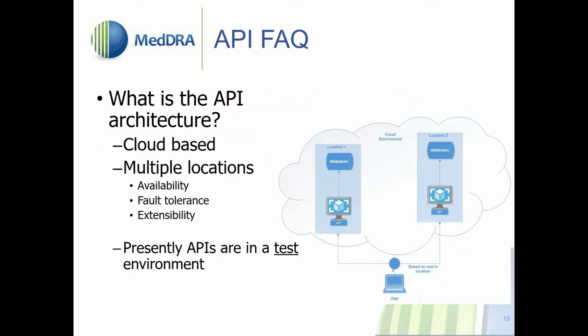The architecture for the APIs will be cloud-based in multiple locations to ensure availability, fault tolerance, and extensibility. Presently, the APIs are in a test environment, and we will be migrating them to this more robust cloud-based environment within a month or so. I bring this up because when we do this transition, the availability of the APIs could go up or down. So just something to be aware of.